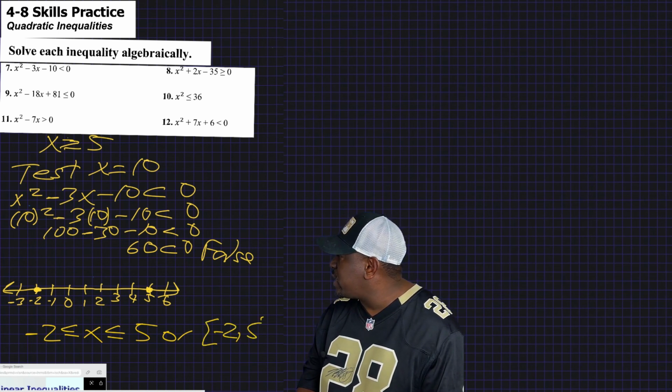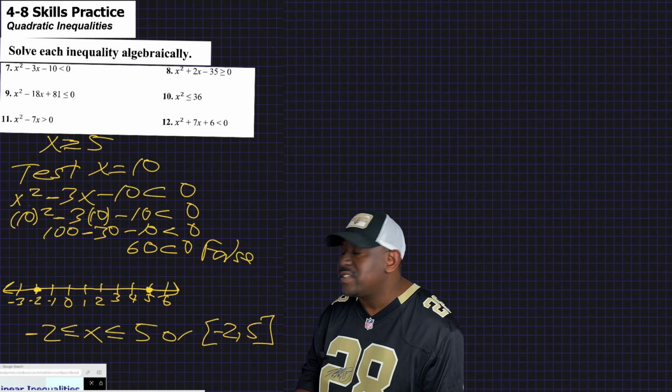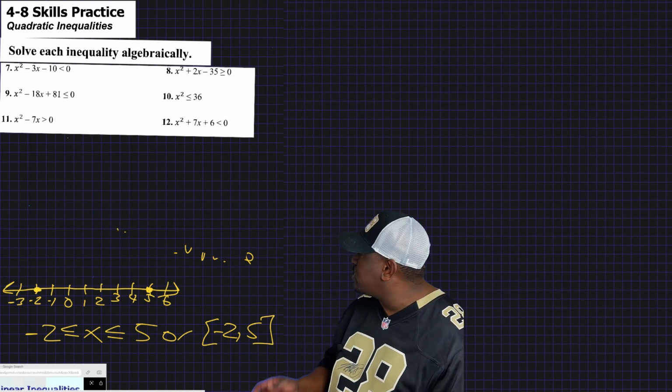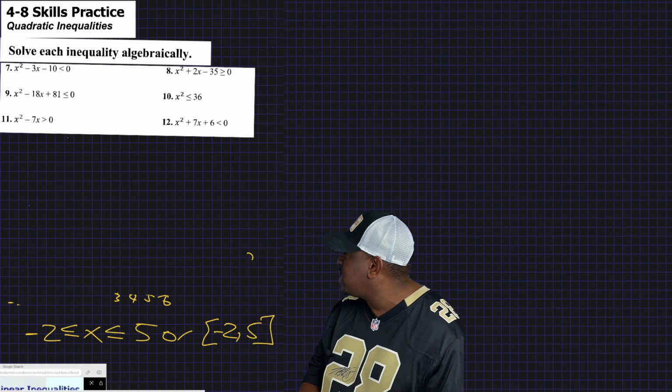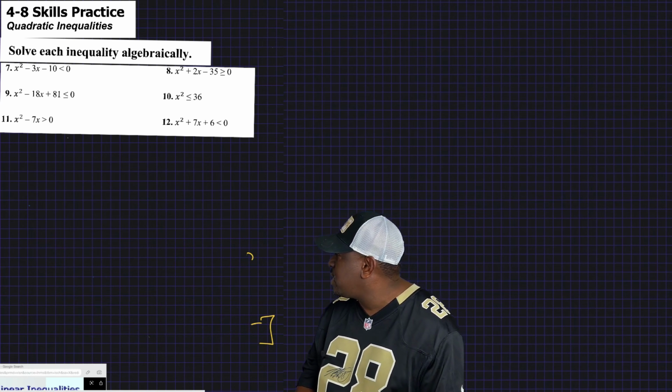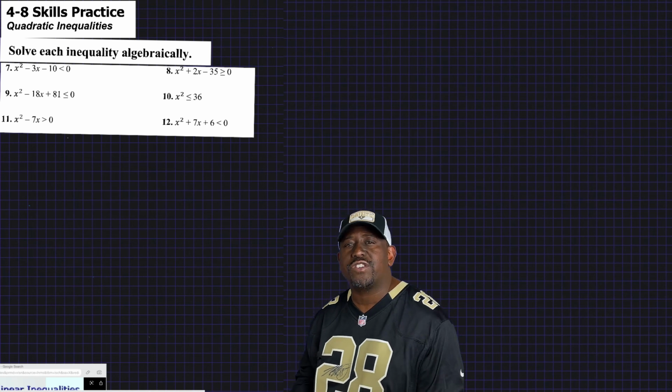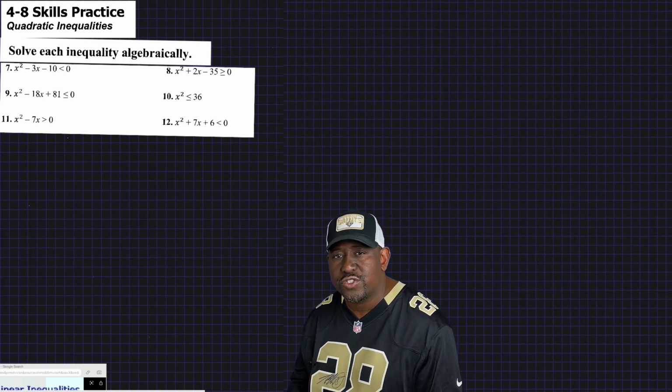And so our final answer will be negative 2 less than or equal to x, which is less than or equal to 5. You can write it that way. The other notation is interval notation with the brackets, negative 2 comma 5. And so we are done, and we've learned how to solve it algebraically and test our solutions.